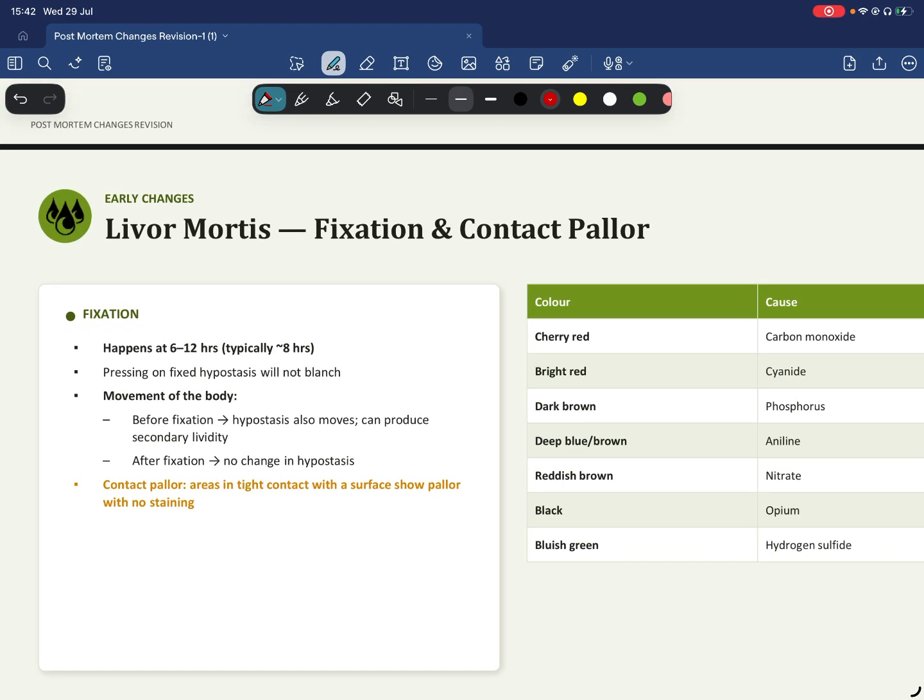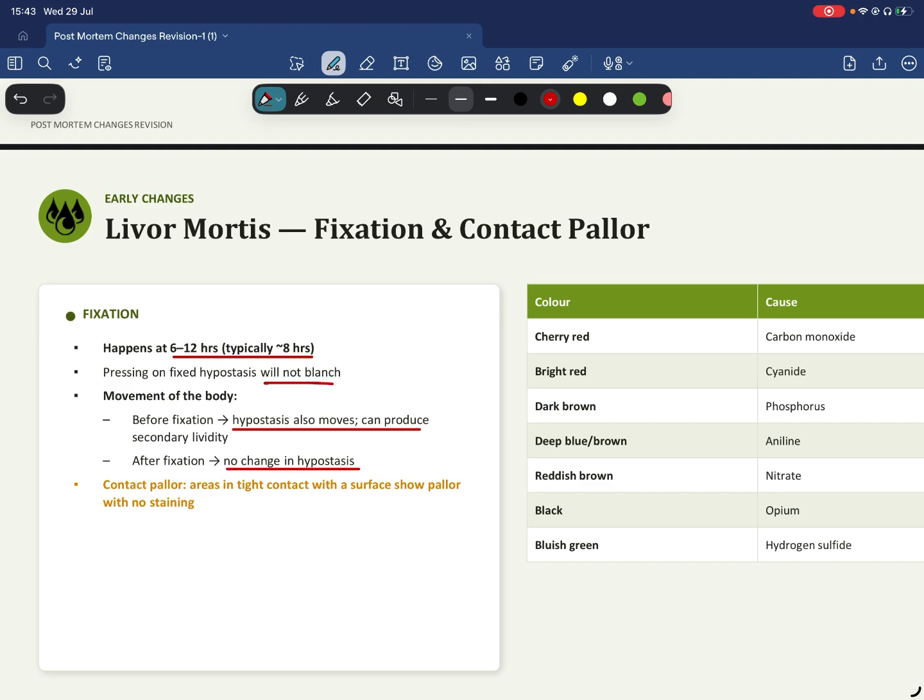Fixation. Fixation occurs usually within 6 to 12 hours. Typically, it is approximately 8 hours. Pressing on the fixed hypostasis will not blanch, whereas pressing on the non-fixed hypostasis will lead to blanching. If movement of the body is done before fixation, the hypostasis will also move. If it is done after fixation, there will be no change in hypostasis.